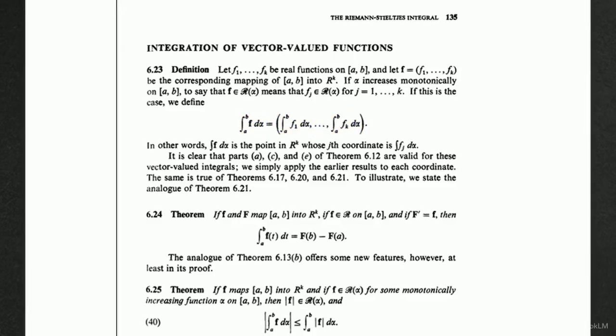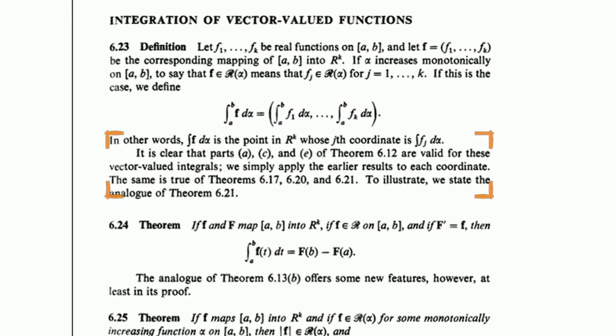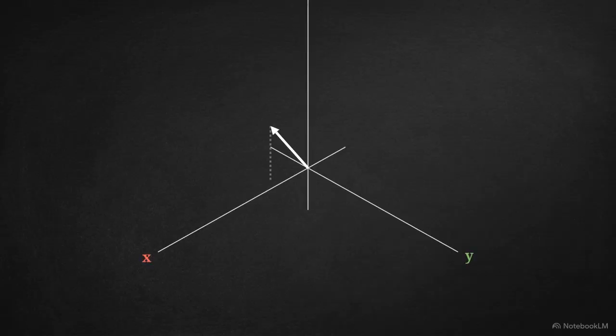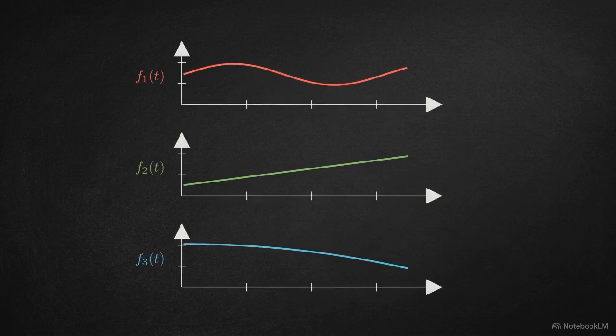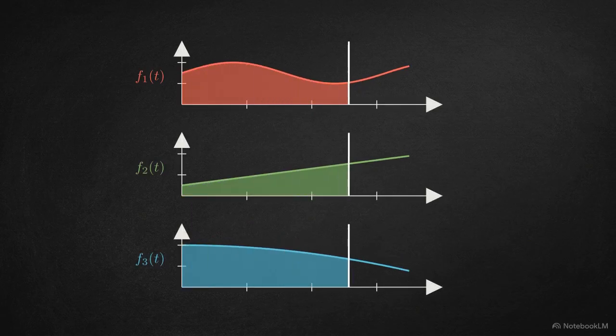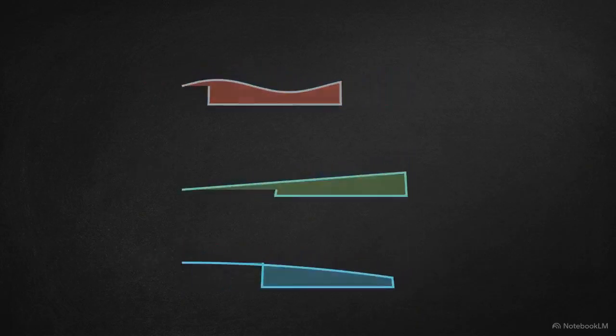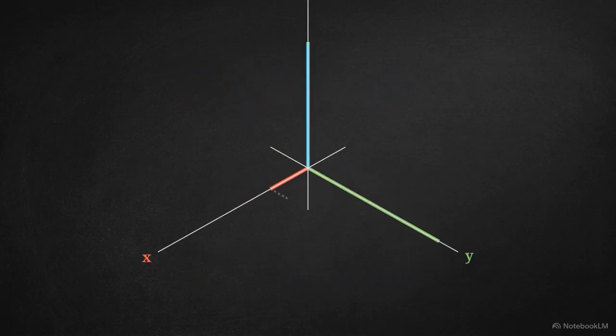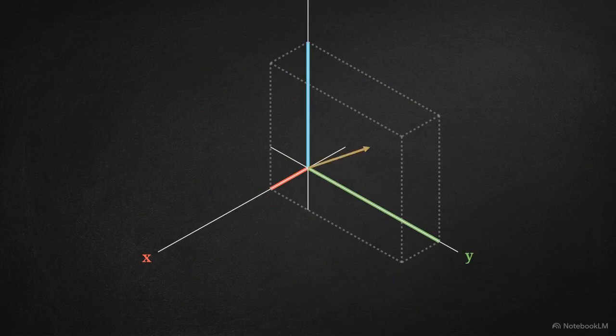Definition 6.23 establishes that the integral of a vector-valued function is a vector containing the individual scalar integrals of its components. This implies no new operation is required. We simply apply standard Riemann-Stieltjes integration across multiple independent axes. We visualize this by breaking a three-dimensional vector into x, y, and z components, plotting three separate two-dimensional line graphs. Accumulation occurs independently across these axes. We take those scalar totals to form a single final vector in space.